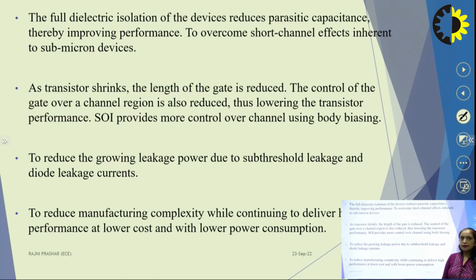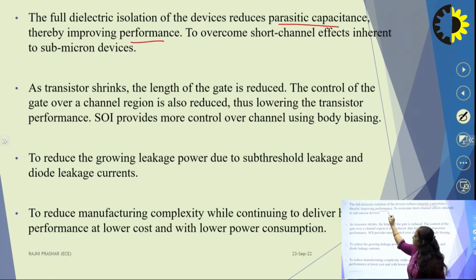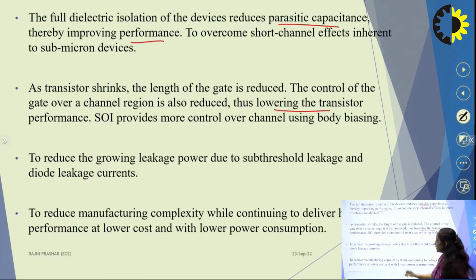The full dielectric isolation of the device reduces the parasitic capacitance. We have seen this in the previous diagram. So, it will reduce the parasitic capacitance, thereby improving the performance, and your short channel effects will be reduced. And as the transistor shrinks, the length of the gate is also reduced. The control of the gate over the channel region is also reduced, and thus it will lower the transistor performance.